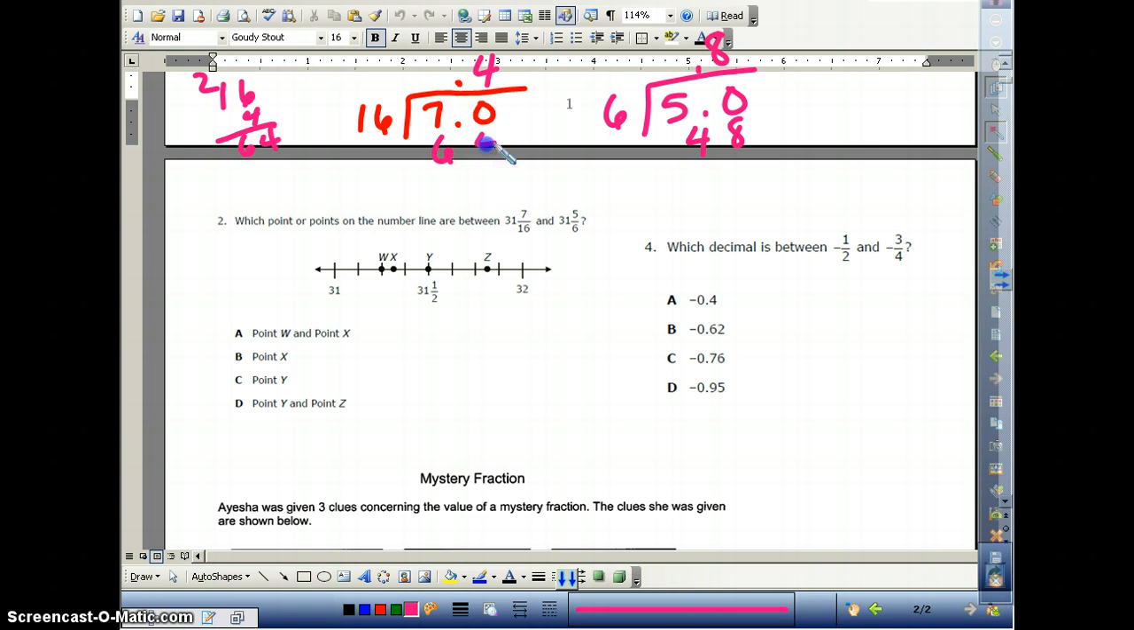Try that. Okay? So you got to figure out about where is this on the number line, about where is this on the number line, and which one of these falls between those 2 points. Okay? The next one I asked you guys to do was number 1 at the bottom of this page.